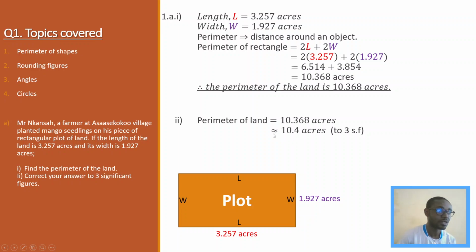This symbol here, we say that is approximately 10.4. That is how you say it. Approximately 10.4 acres. Then you put to 3 significant figures into brackets. I hope you get it.